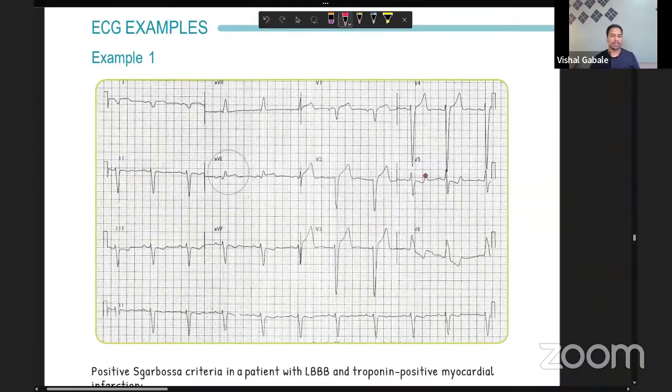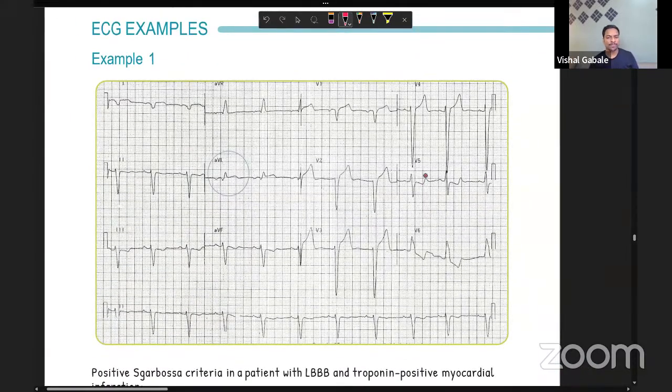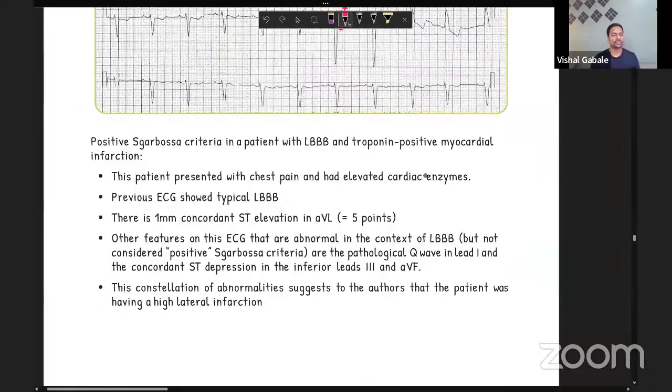Let's see this with an example. So here you can see this patient has what? There is a discordant ST elevation. How? Just look at this. QRS is negative and ST elevation is there. So this is what? Discordant ST elevation. Got it? So this criterion itself has more than 5 marks. All right. And therefore it fulfills the Sgarbossa criteria for myocardial infarction.